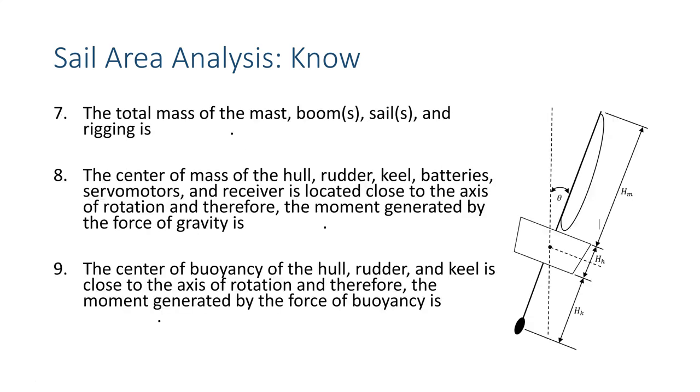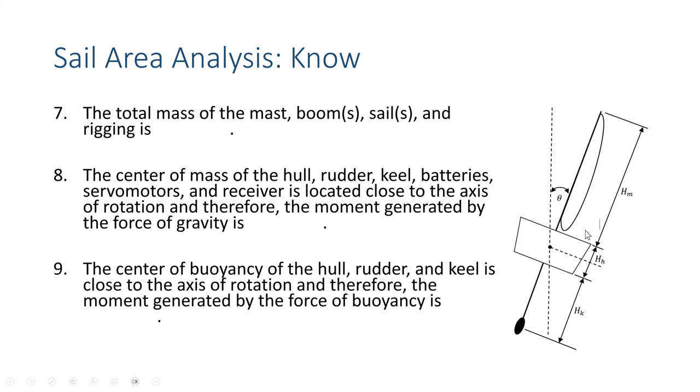So what else do we know? Well, we know the total mass of the boat, which is the boom, the sail, the rigging. The reason we know that is because we are going to calculate that out. But if you think about the mass of the mast, boom, and sail and all the rigging, is that going to be a big number or a small number? It's probably going to be a pretty light member.